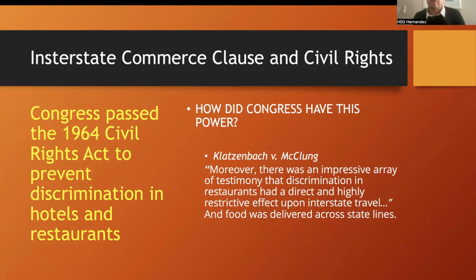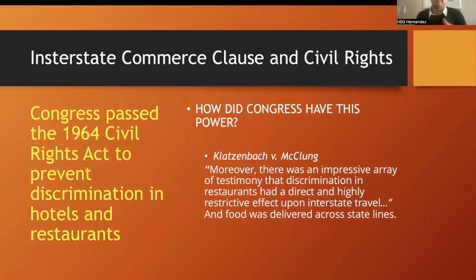But let's talk about this case first, in 1964, Katzenbach versus McClung. As you can see from the quote that I have posted here, the quote specifically from the case says, an impressive array of testimony that discrimination in restaurants had a direct and highly restrictive effect upon interstate travel. And food was also delivered across state lines. So these were two ways in which it was established that restaurants, as one example, did have a nexus to interstate commerce.